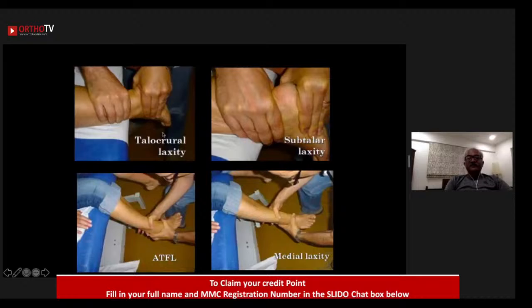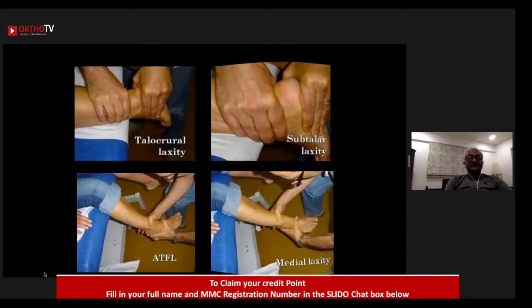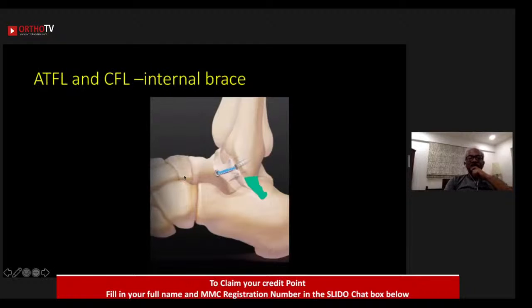Those are the tests which we do, which is a talocrural laxity test. It can be done in different positions. Normally it is done in sitting position with the knee at 90 degrees. One hand stabilizes the tibia and this one pulls the calcaneum along with the foot anteriorly to give an anterior drawer. You should also look for the medial laxity and subtalar laxity. So that's how we have been doing our cases, and we normally do what is called a modified Brostrom procedure. And recently we have added an internal brace, which usually is done in an open manner.